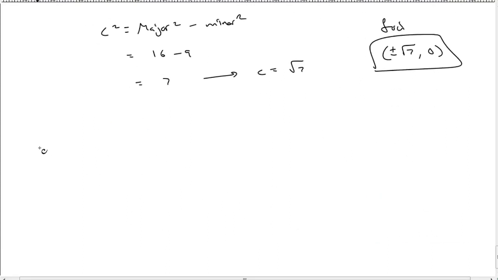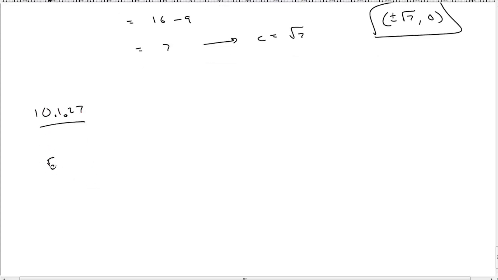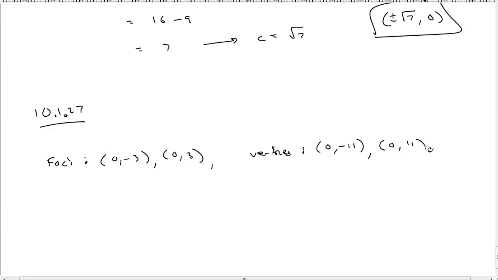All right, another one, 10.1.27. So they give me the foci at 0, -3 and 0, +3. Notice that they have that plus and minus business too. The vertices are located at -11 and +11. Notice that all of these are y values. And so I already know that I have a y major. It's a y major whenever you have these vertices here.